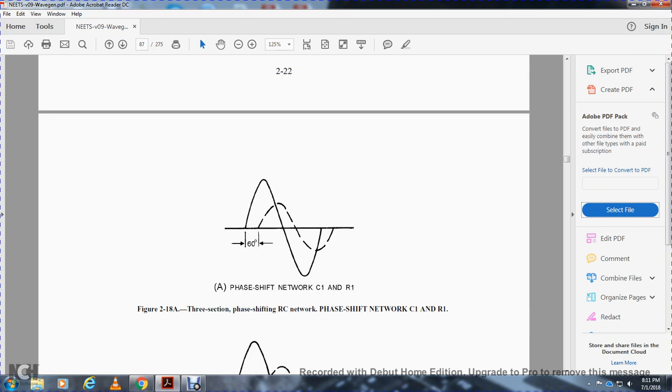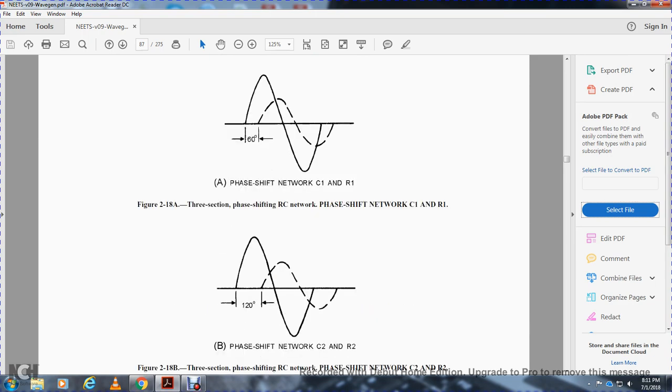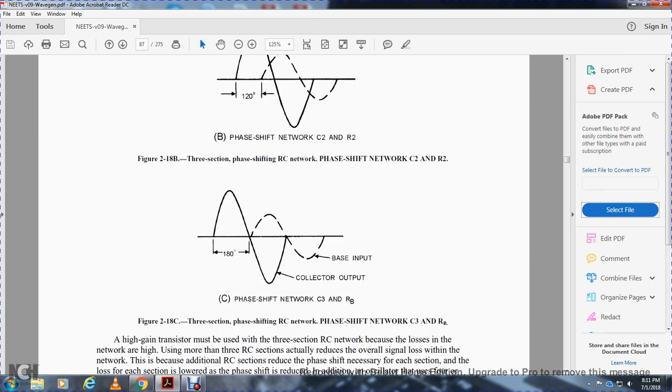Our Figure 218 shows the 3-section phase shifting resistor capacitor network. Capacitors 1 and 2 give a 60 degree phase shift, and capacitors 2 and 3 do the same. And then you have your 3-section network, which is actually 3 different resistors in an RC phase shift network causing 180 degrees of phase shift.